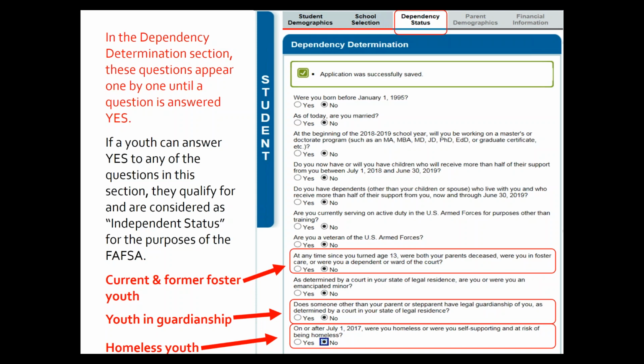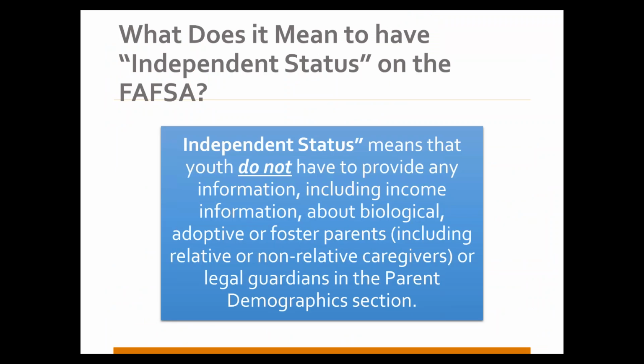So then the dependency status section, obviously, if they answer yes to one of these questions, they're considered an independent student. And this last question here that Marisol mentioned, on or after July 1st of the award year, were you homeless or were you self-supporting and at risk of being homeless? We really need to break this down a little further. So before we do that, I just want to pause on these screenshots of the FAFSA. And just a reminder, what does it mean to have independent status on the FAFSA? It means that youth do not have to provide any information, including income information, about biological, adoptive, or foster parents, and that includes relative or non-relative caregivers or legal guardians in the parent demographic section. They don't have to add that information.